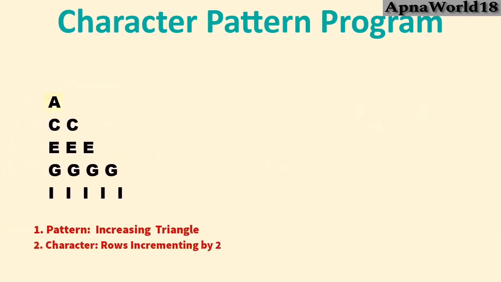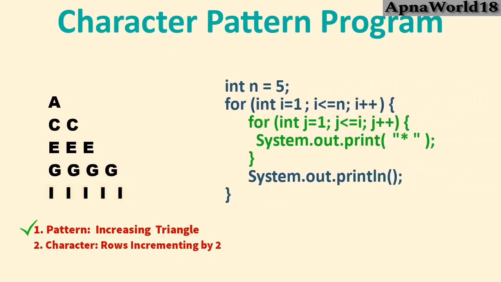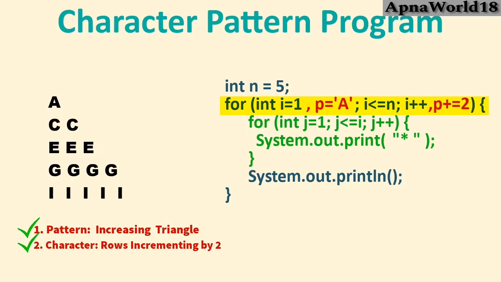Let's take some different pattern this time. Now in this, the first row starts with A and then the next row is C and then E and G and I. Here again we will take the shape pattern program and then we will set the initial value of P to A and then increment it by 2. In the print statement, we will print P typecasted to char.